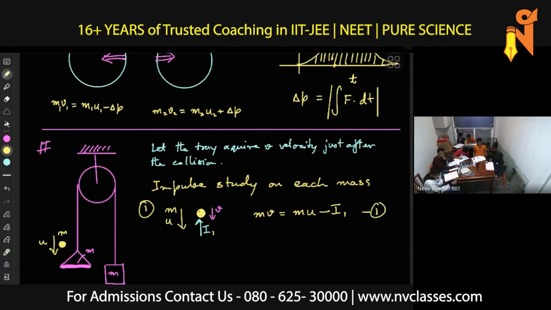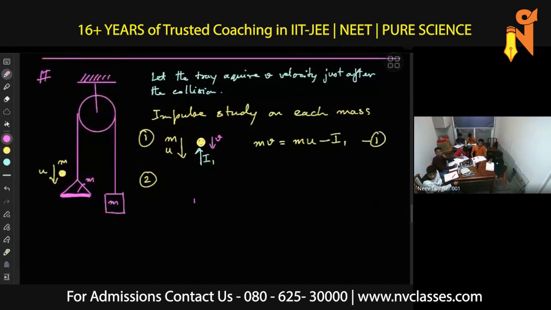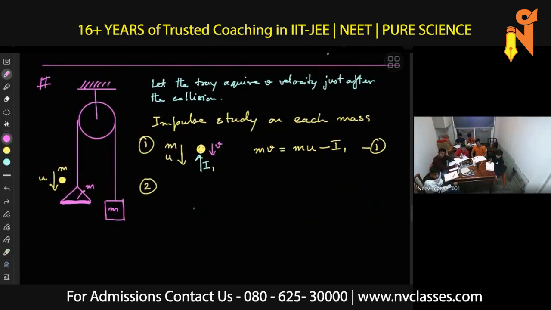We'll go to the next body. The easier body is the block hanging on the other side. So shall I go to that? Yes, quite easy. I'll say my second is on the block. I'm just drawing the block, my pink block. And what impulse is this block getting, guys? I2, tension. From the tension, it got an I2 impulse, right?